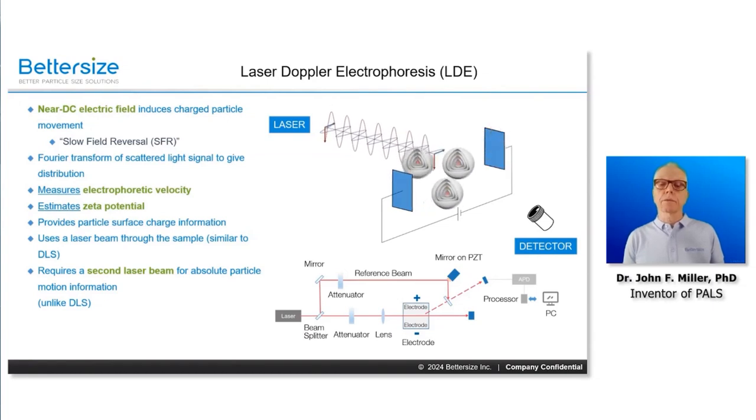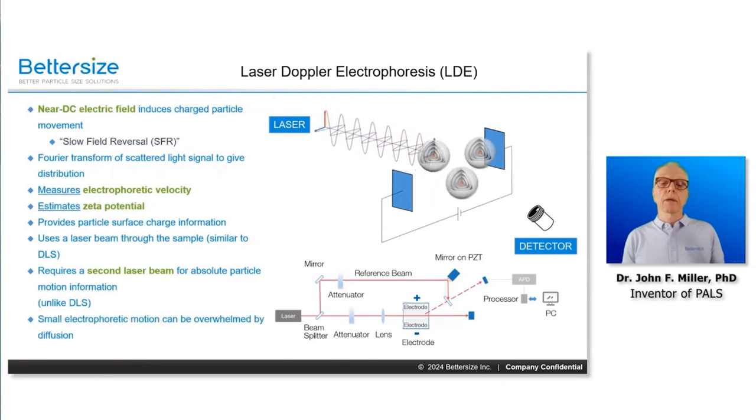A moving reference, achieved by reflecting the reference beam off a moving mirror, addresses this by shifting the reference beam frequency, allowing for the determination of electrophoretic mobilities or zeta potentials via the Fourier transform. And when diffusion dominates, resolution of the electrophoretic motion becomes more difficult. This can be the case with weakly charged particles, high salt concentration media, or nonpolar media.